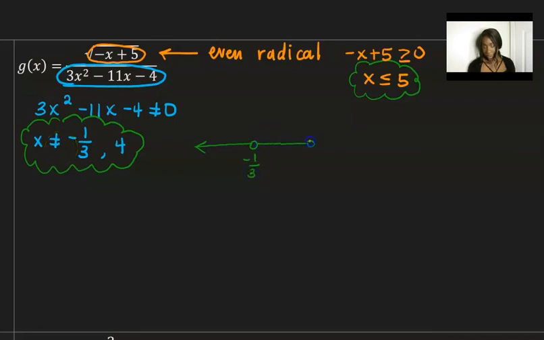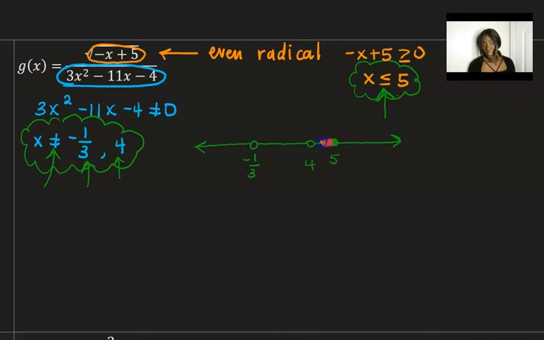So I'm putting an open circle on negative 1/3 because x cannot be equal to that. I'm going to put an open circle on 4 because x cannot be equal to 4. Those two numbers have open circles because they're excluded. And then I'll put a closed circle on 5, because 5 is included in that inequality because it was underlined, less than or equal to 5.